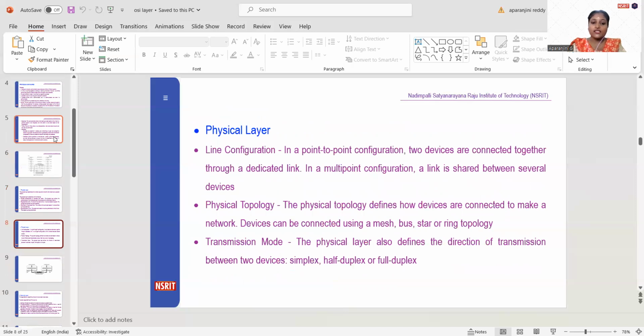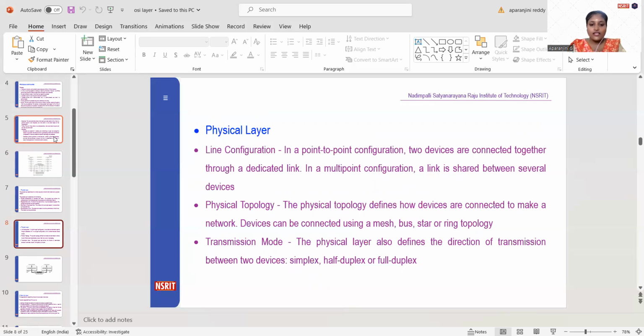The next one we can see in the physical layer is line configuration. In a point-to-point configuration, the two devices are connected to each other through a dedicated link. In a multipoint configuration, a link is shared between several devices. Next, in the physical layer, we have the physical topology, which we have seen earlier. The physical topology defines how devices are connected to make a network. The devices can be connected using a mesh, bus, star, or ring topology.